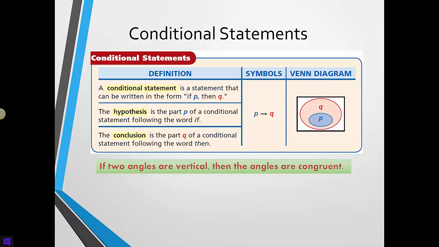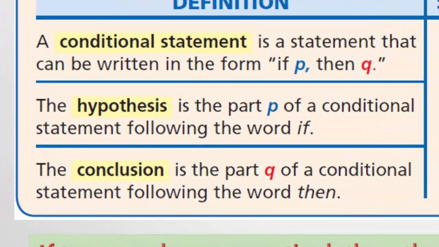A conditional statement is a statement that can be written in the form if P, something, then Q, something else. Okay, so if there's a football game today, then I have to remember to bring my equipment. Or if it is raining, then the game is canceled. Those are examples of conditional statements.